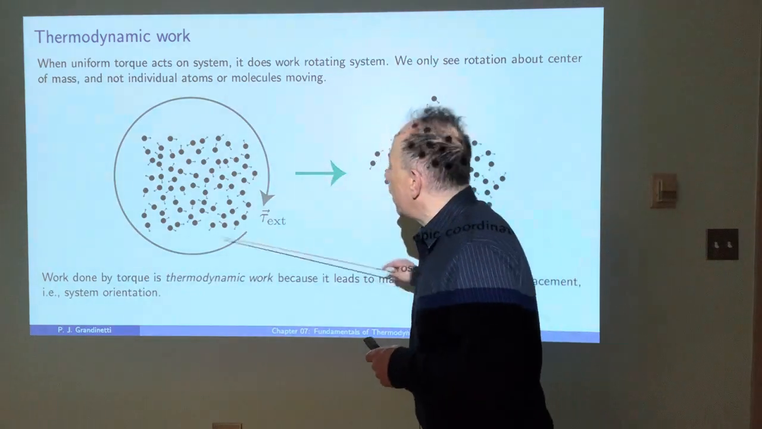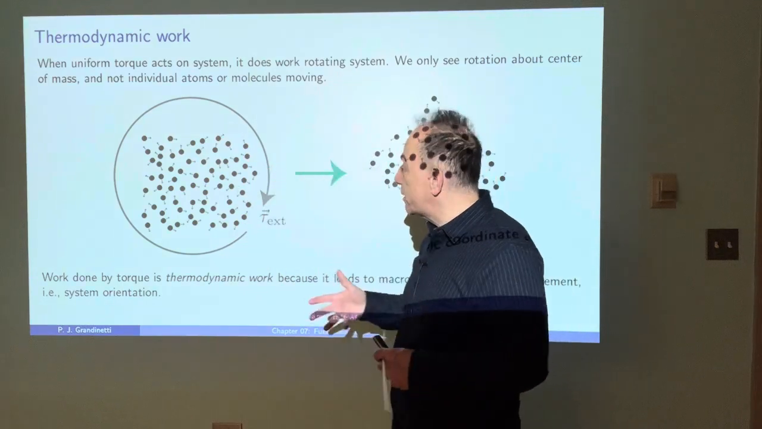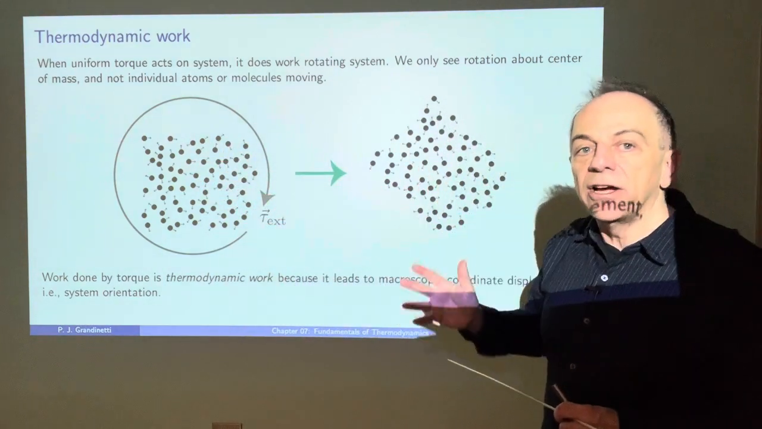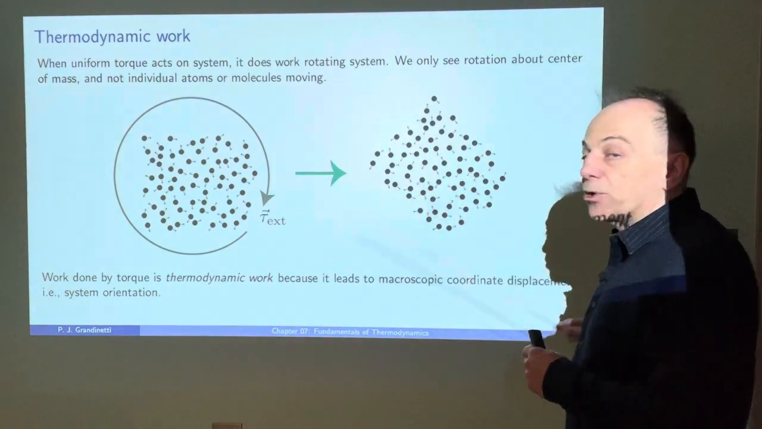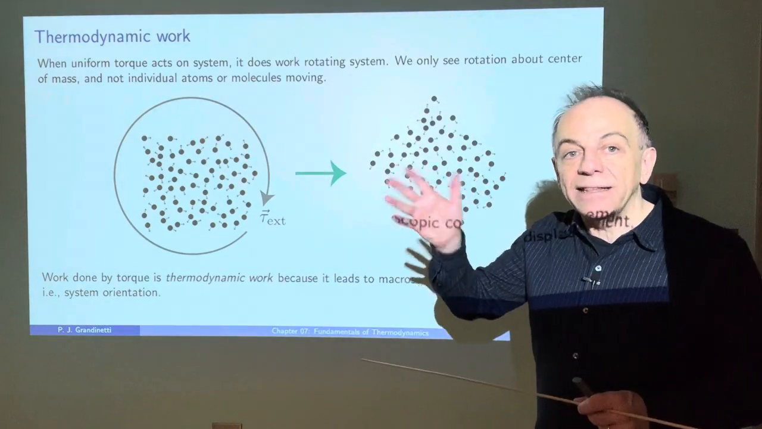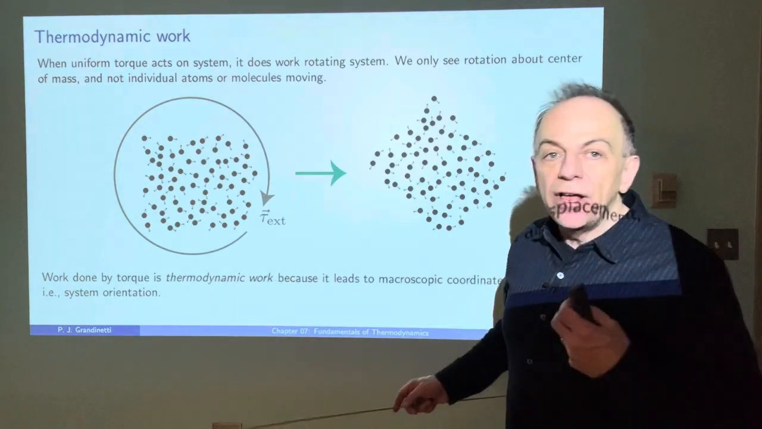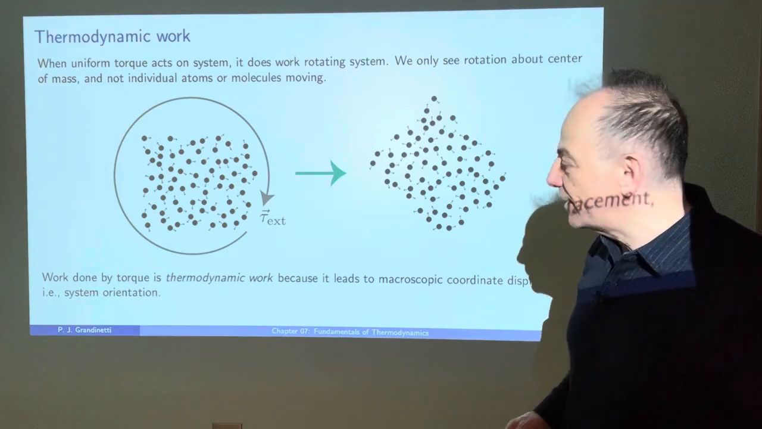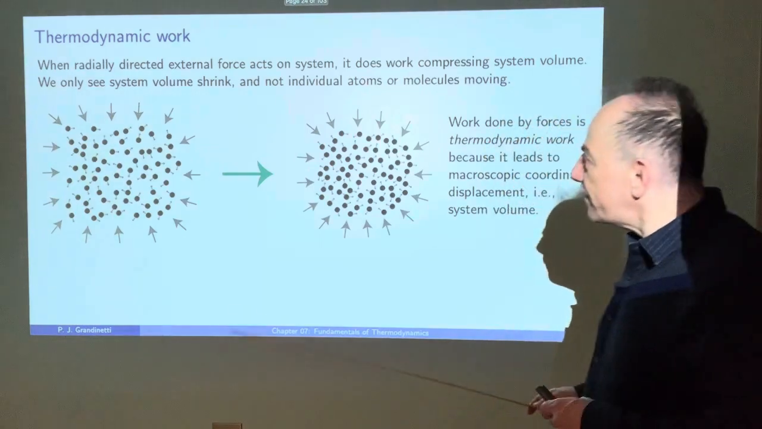Similarly, if I take the collection of particles and I apply some uniform external torque to the system, I can cause the system to rotate. So there's a torque causing a displacement, a change in the orientation of the system, and there's a work associated with that displacement, and we can calculate that. That will be another example of thermodynamic work, a work that we can calculate based on a macroscopic displacement of the system, in this case, its orientation.